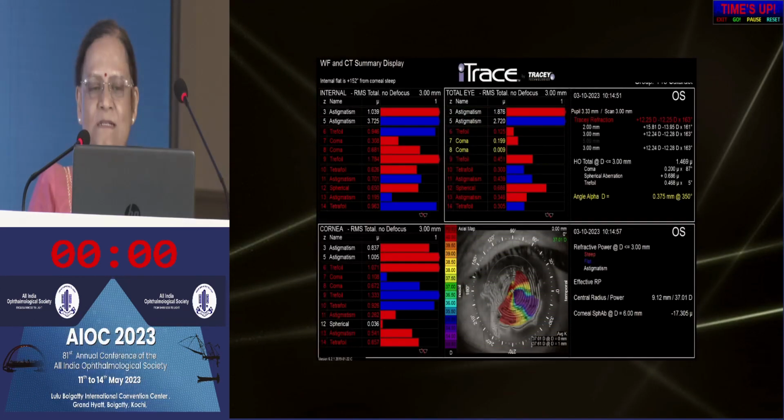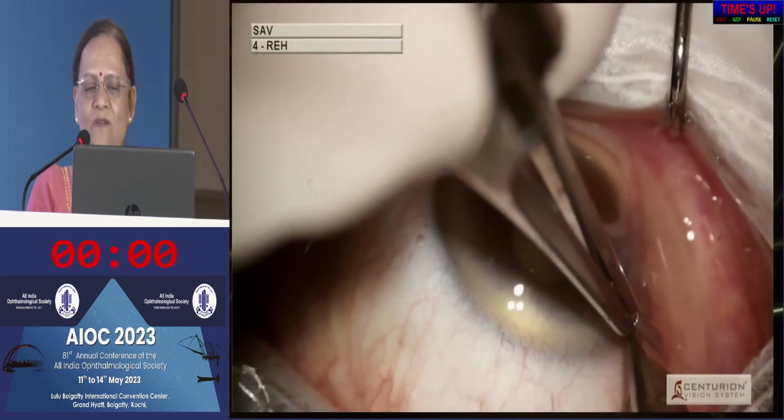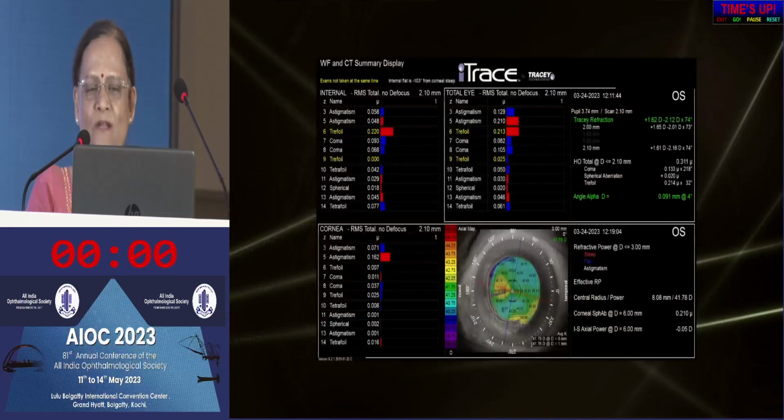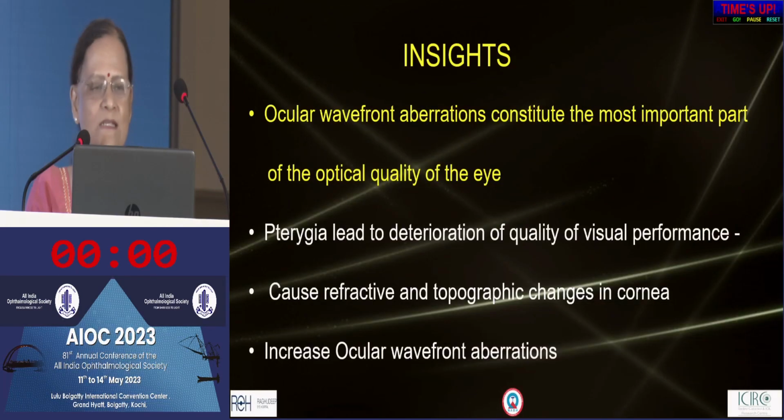And this is the last case, where again the same thing. This is the surgery where we did 2 conjunctival autografts, 1 week post-op the improvement, and this is post-op 10 days. So ocular wavefront aberrations constitute the most important part of the optical quality of the eye, and pterygia lead to deterioration of the quality. Treat each patient, each eye with a very, very detailed evaluation, so that we can give our patients the best visual outcome.